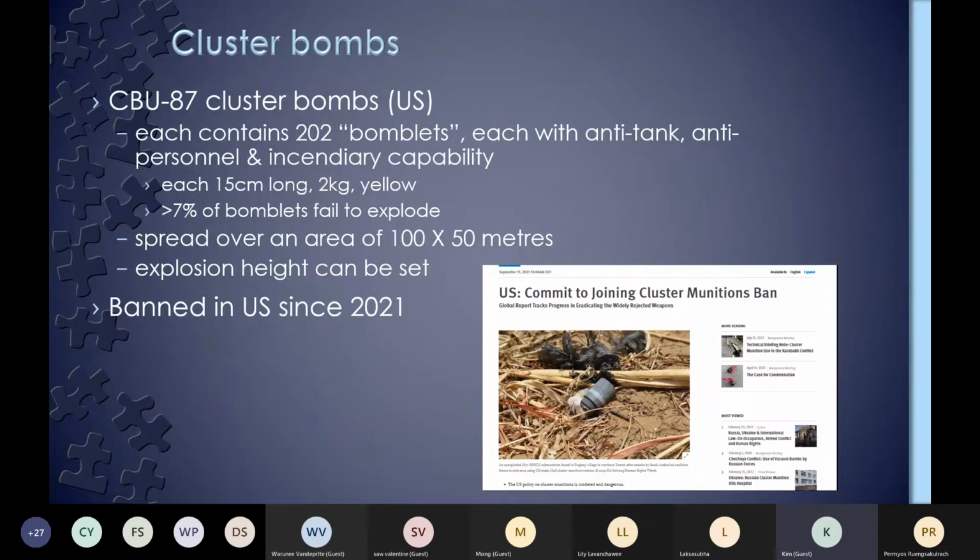But this information on the slide here about one of the types of cluster bombs produced in the US gives you an idea of what they do. 202 in the case of this particular make of them. Bomblets or mini bombs are included in each of these missiles, and they are spread out over a large area, in this case over an area the size of a football field. And the explosion height can be set. This is where it gets really sinister, because they can be set to explode at a particular height, which of course is where children come in.